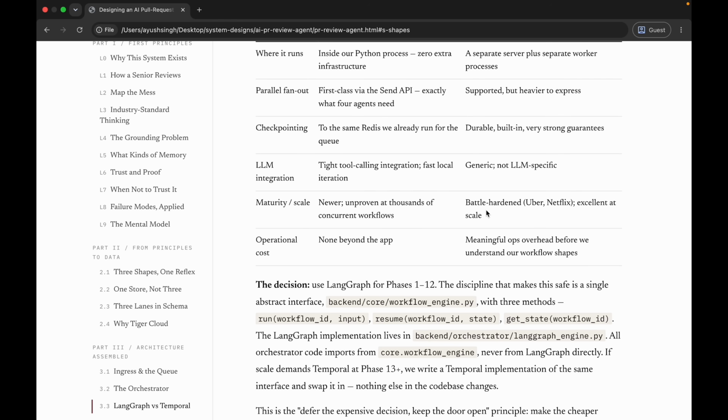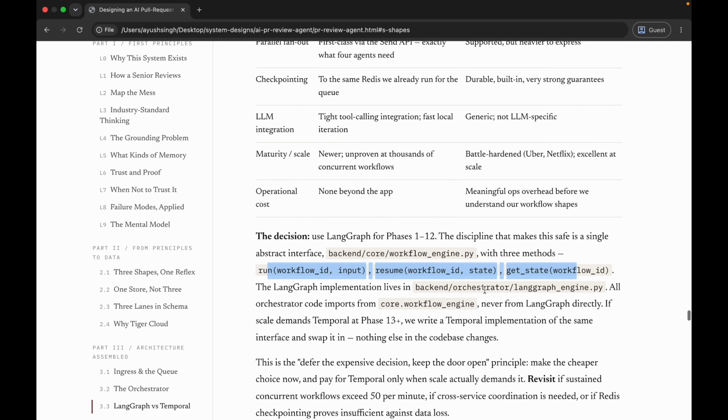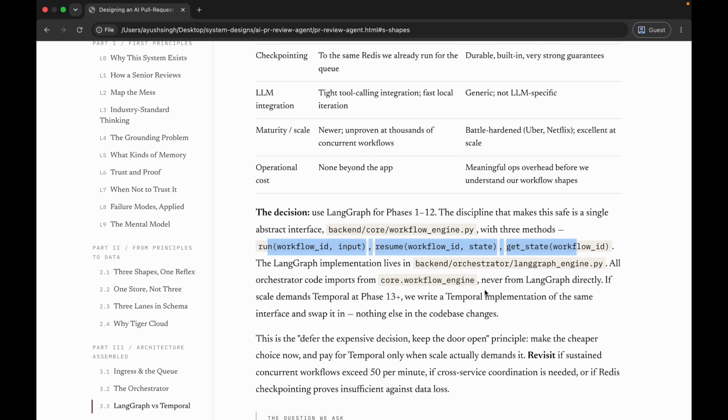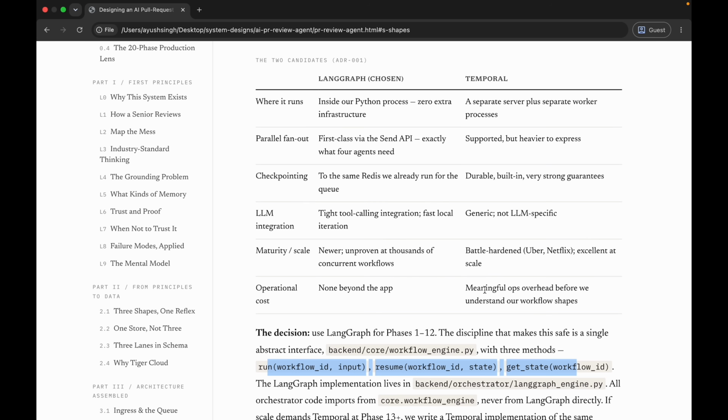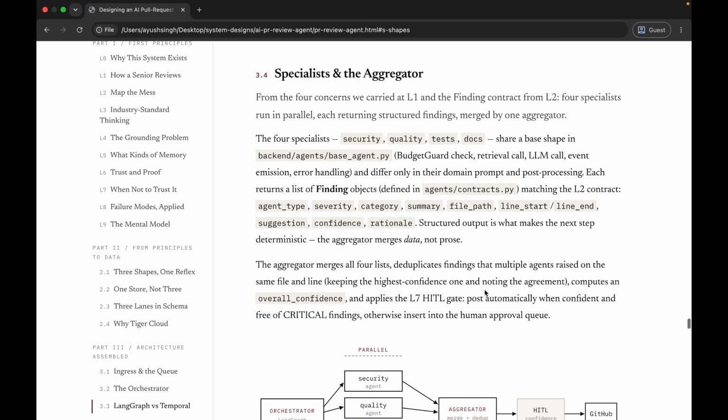So let's say if the scale demands that you look at Temporal after MVP, then you quickly extend your workflow engine, with no code changes, because you have not built your entire thing on LangGraph. You're just going to add a new implementation class for Temporal, which is going to implement three methods: run, resume, and get state, and then we can use Temporal at that point in time. So the idea is always to make sure that you make it framework agnostic.